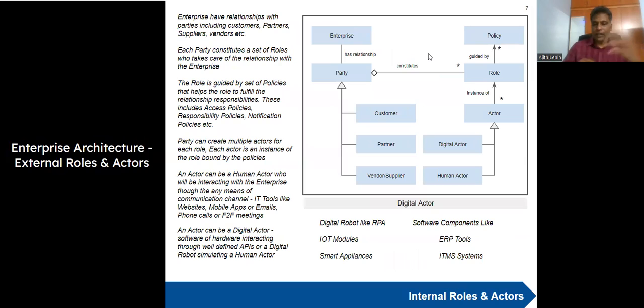So let's start with external roles. This is a typical model of an external role. An enterprise has a relationship with parties. The party could be a customer, partner, vendor, supplier, any one of those. These are the external relationships an enterprise has. And the party constitutes a set of roles. It could be an administrator of that party. When we look at a business customer, there could be multiple roles, whereas a consumer segment may have a limited set of roles. But still, a party consists of a set of roles.